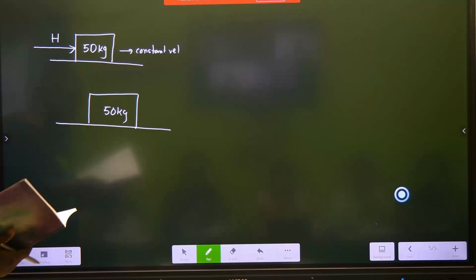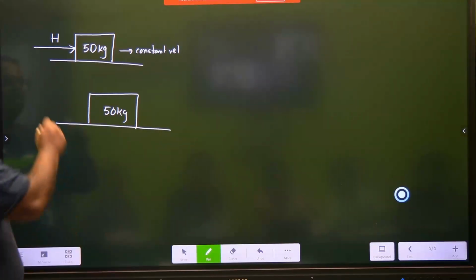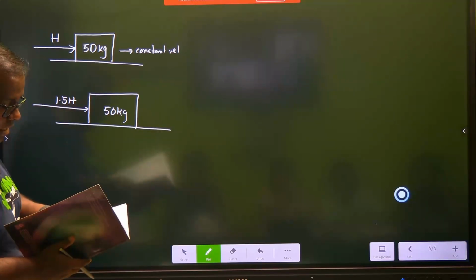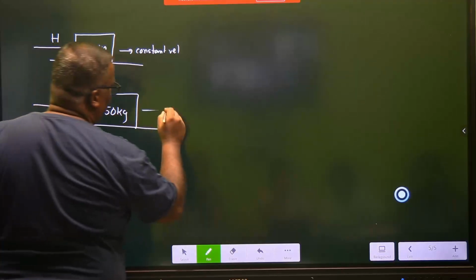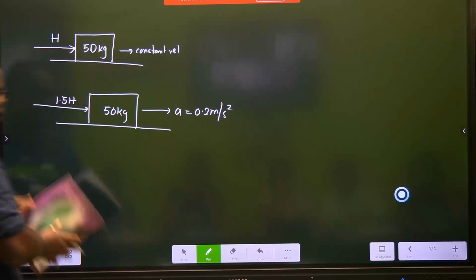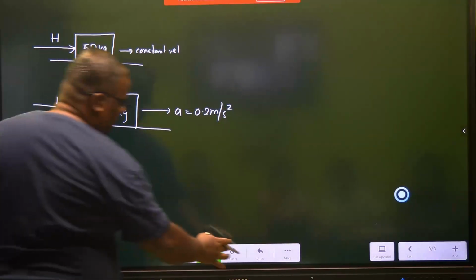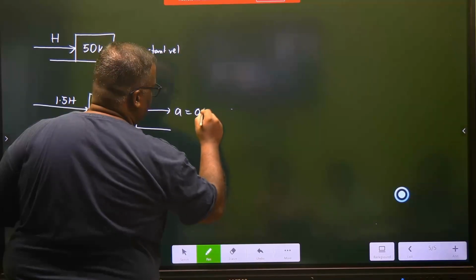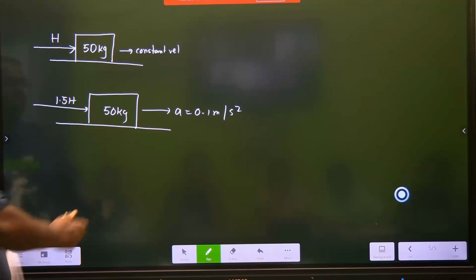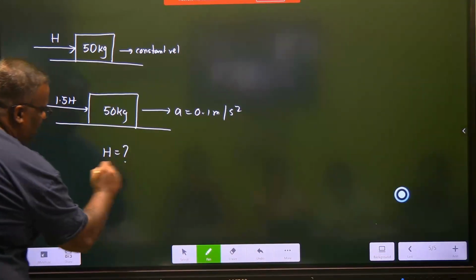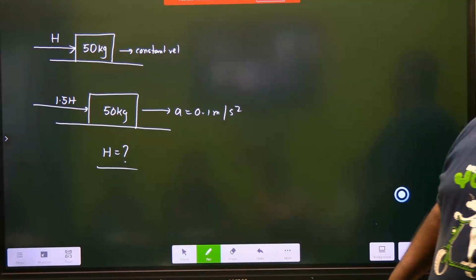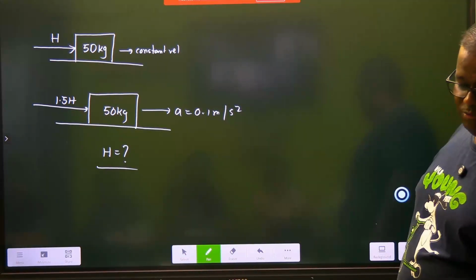Further it says, if pushed by a horizontal force of 1.5 H, it moves with an acceleration of 0.1 meter per second square. You need to get me the value of H. Don't try to solve it. Decode the problem first.